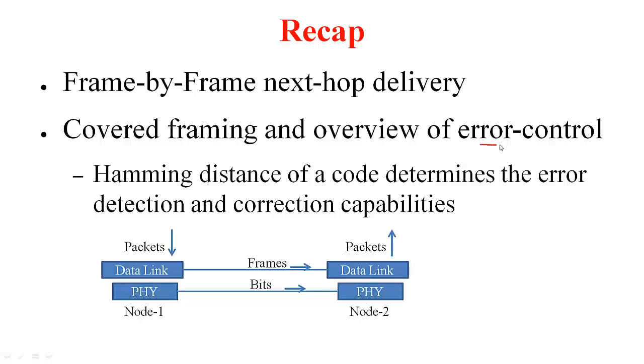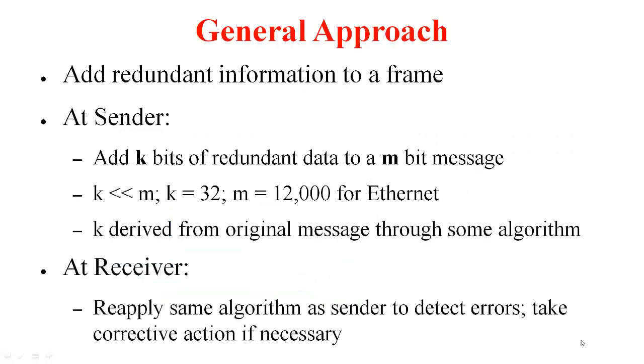As part of the error control, we saw the framework of adding k redundant bits to the message, and we also covered the general idea behind error detection and correcting codes, that of Hamming distance, and what the design goals of some of these algorithms are. So basically you add k redundant bits to an m-bit message, where k is derived through some algorithm. At the receiver, you employ the same algorithm to detect errors and take corrective action if necessary. So this is the framework on which we are going to build.